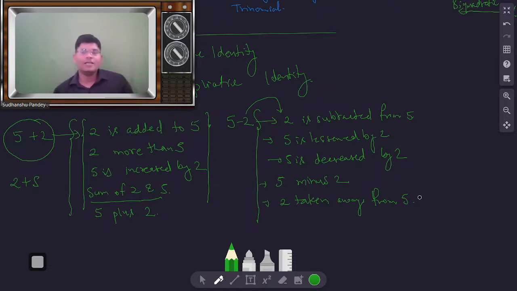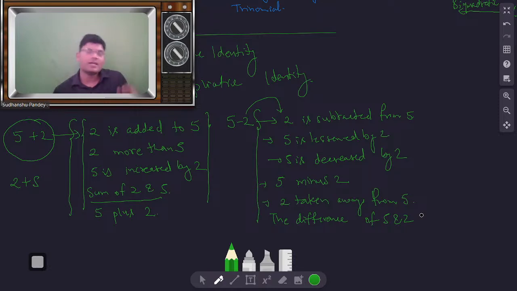Okay, so decreased, lessened, subtracted, taken away, minus. These are the terms that we use in the case of subtraction. We can also say the difference of 5 and 2. That's it. The difference of 5 and 2 is 3.